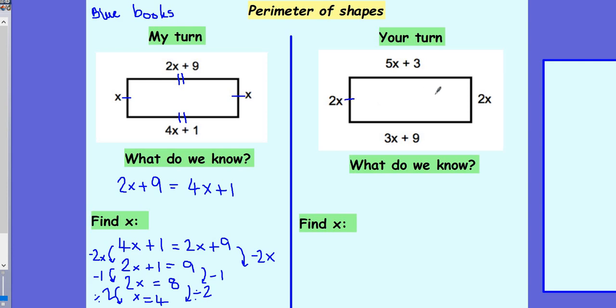Okay, let's go through the answers. In the same way as my rectangle, we know that the top and the bottom are the same length. So this tells us that 5x plus 3 is equal to 3x plus 9. We also know that 2x is equal to 2x, but that doesn't really help us that much. I'm then going to subtract 3x from both sides.